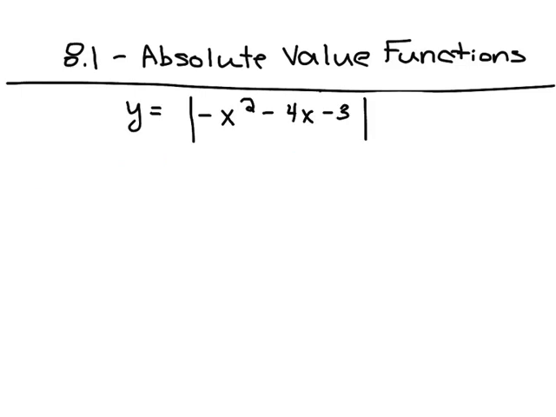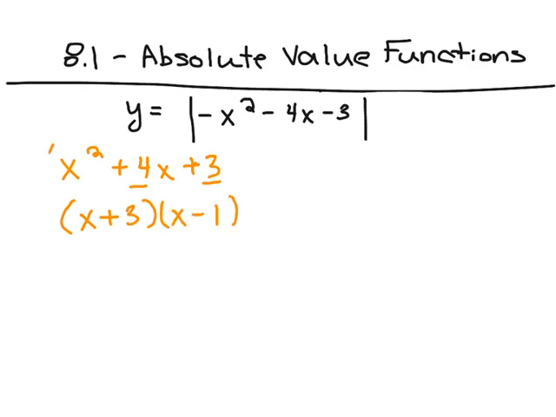For a quadratic, first we have to find our critical points. So I'm going to change this to x squared plus 4x plus 3 just to factor it. So two numbers that add up to 4 and multiply to get 3 are 3 and 1. So x plus 3, x plus 1. And there's a negative 1 on the outside. So that means that we have x equals negative 3 or x equals negative 1.